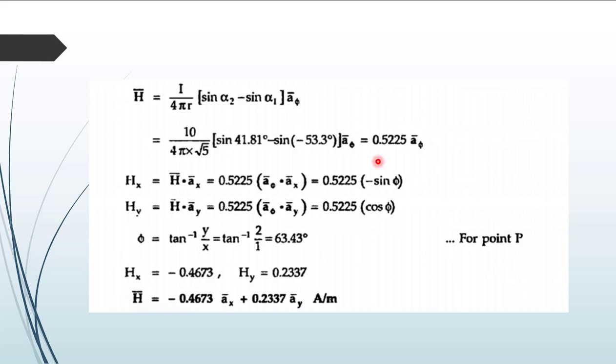To convert this into the Cartesian system, we have to multiply this quantity by ax cap and ay cap separately, and then find out hx and hy, and then find out h bar in the Cartesian coordinate system. So the final value of h bar in the Cartesian coordinate system is minus 0.4673 ax cap plus 0.2337 ay cap ampere per meter.